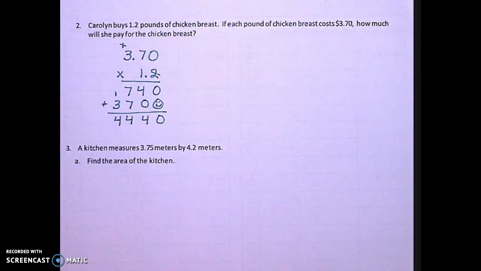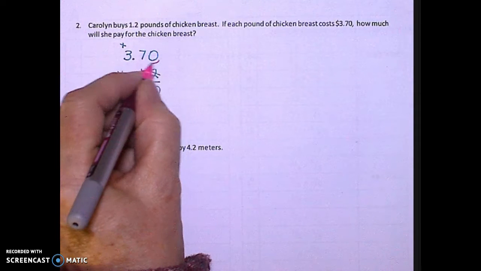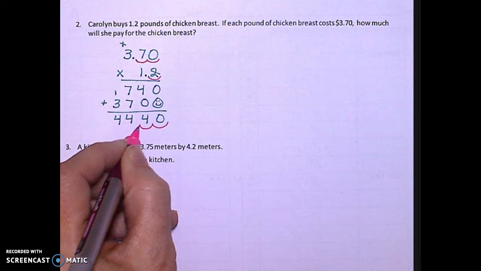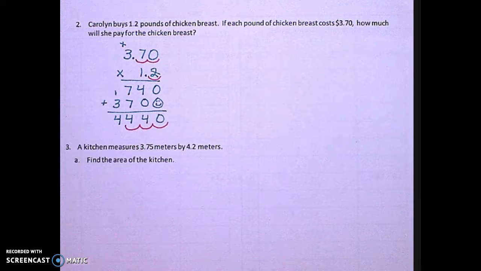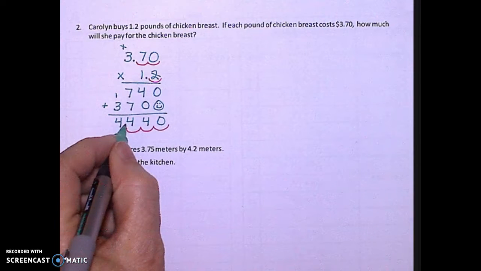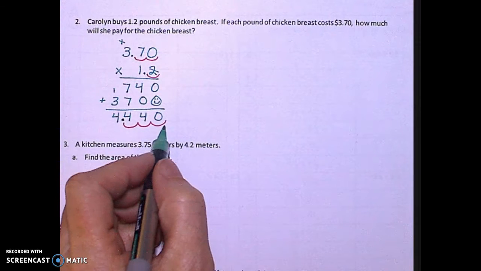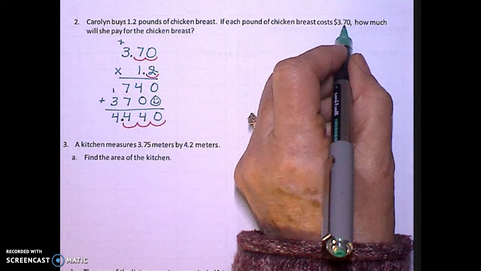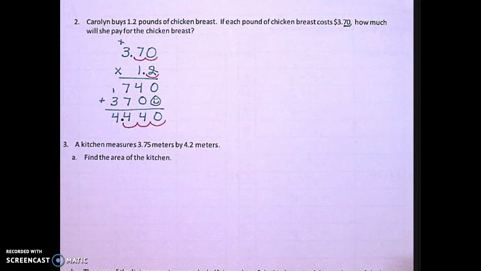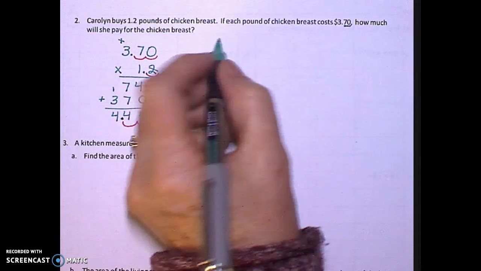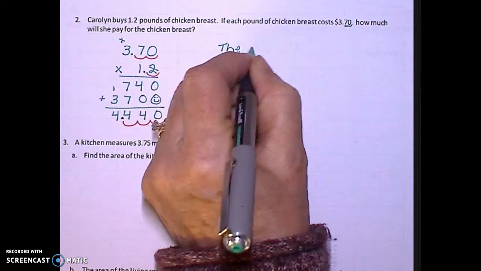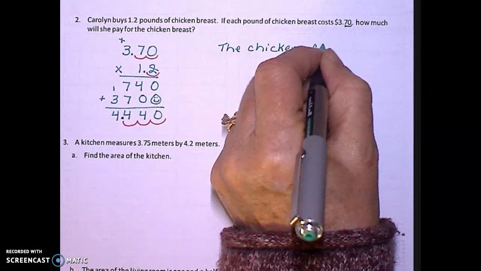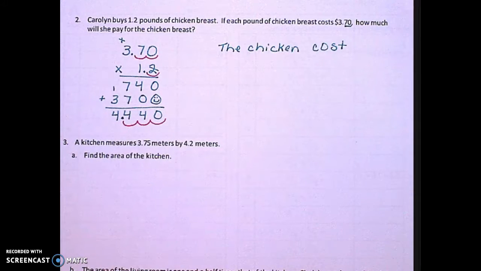Okay, let's put that decimal in. 1, 2, 3 places. 1, 2, 3 places. Okay, remember, when you have a decimal number, you don't have to have the 0 at the end. And when we have money, we just go to the hundredths place. So what we're going to write is the chicken cost $4.44.